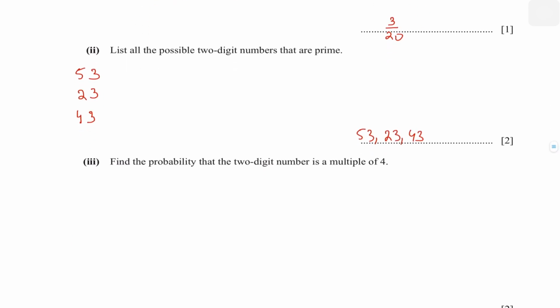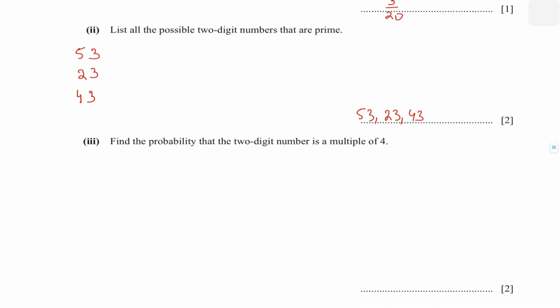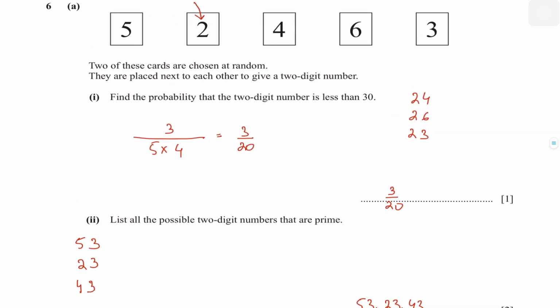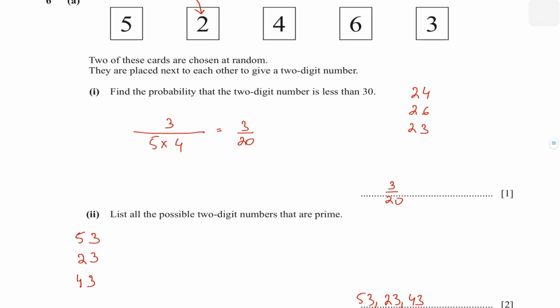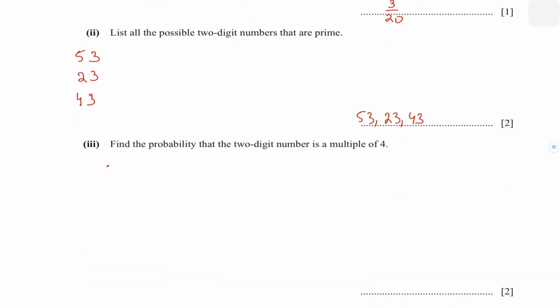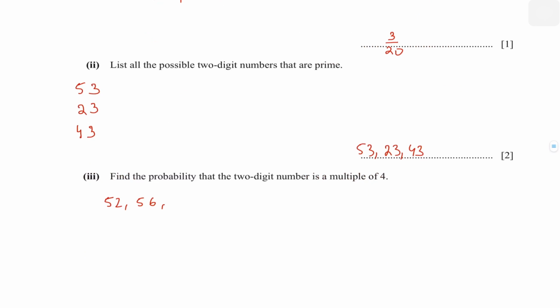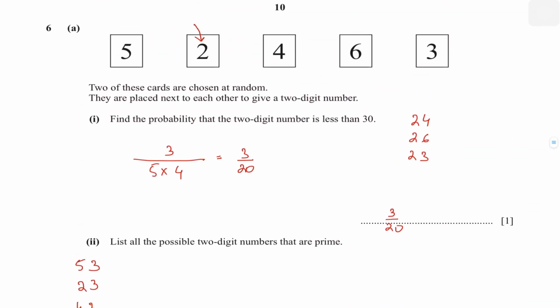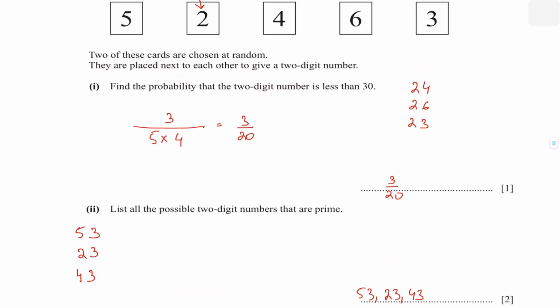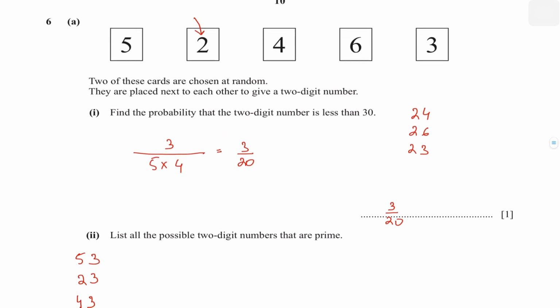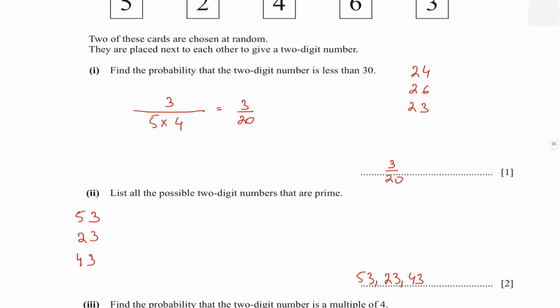Find the probability that the 2-digit number is a multiple of 4. Alright, so let's see how many multiples of 4 we can come up with. If we have 5 in the first place, we can have 2 in the second, that's going to be a multiple of 4. We can have 56, which is also going to be a multiple of 4. And if we have 2 in the first place and 4 in the second, that's going to be a multiple of 4. And if we have 2 in the first and 6 in the second, that's not going to be a multiple of 4.